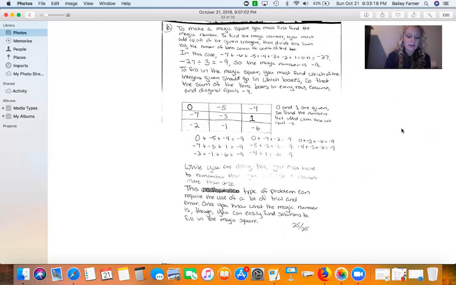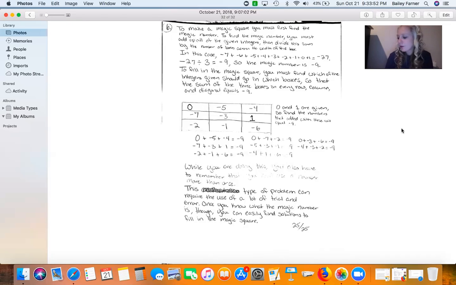And so last but not least, number 6. I like this problem. I find it kind of fun. It's kind of like a Sudoku puzzle. And this is just a magic square. And in order to solve a magic square, first you have to find the magic number. And the magic number is found by adding up the given numbers and dividing the sum that you find by the number of boxes in a row or in a column.